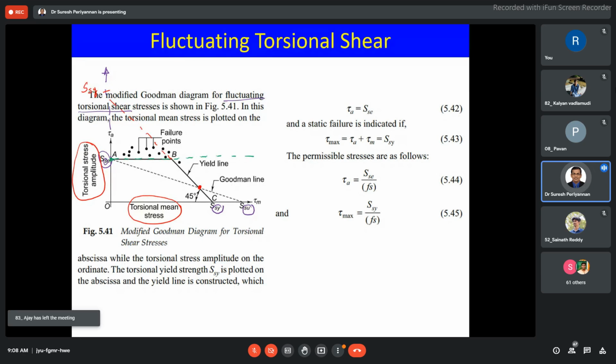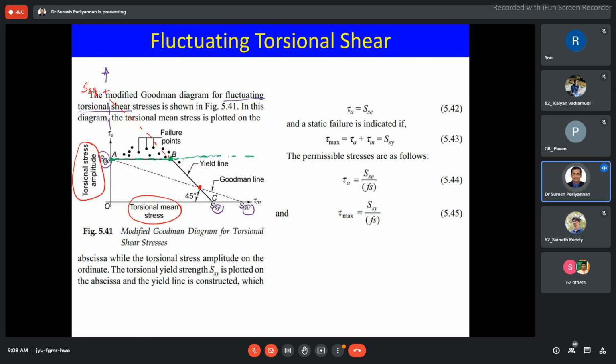The torsional mean stress is nothing but a horizontal line, because torsion stress is not like a cyclic load acting in tensile and compressive. Hence, I'm introducing the straight line here. Then, where it intersects this straight line, that is the region we are considering the safe region.